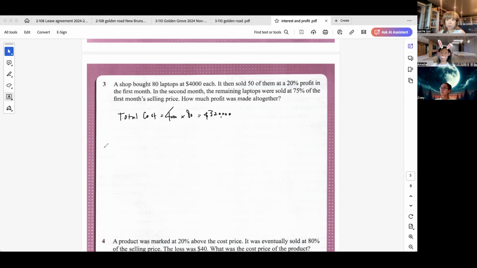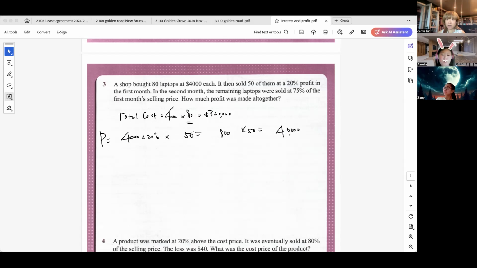Okay, we sold 50 of them at 20% profit. So how do we calculate the profit? 4,000 times 20% times 50. Right? That's the first month's profit equals 800 times 50 equals 40,000. That's the first month's profit. 对不对? Okay, second, the remaining laptops.